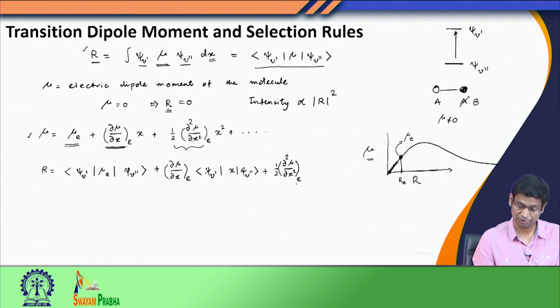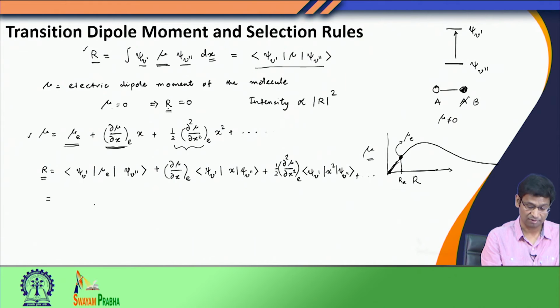and again this is the curvature, which is again going to be a constant. So, I am keeping it out of the integral, and then I have higher order terms. So, this is how I see the transition dipole moment developing. Now, let us look at the first term. Mu e is a constant. So, I can bring this out of the integral. When I bring this out, you would see that the remaining integral will become simply an overlap integral between psi v prime and psi v double prime.